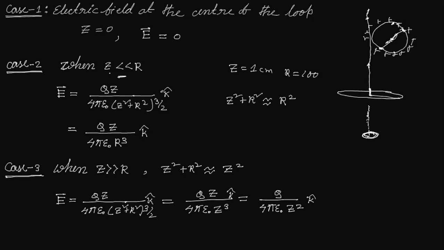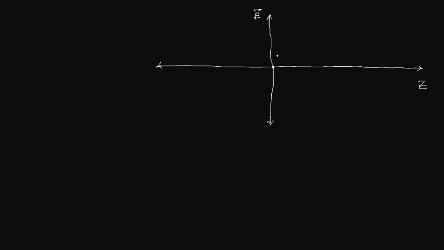So if we want to draw this electric field graphically, or see the variations of electric field, let me draw a figure here. Let's say this is the electric field, so on the y-axis put the value of electric field, and this is the z-axis. Okay. So at the center the electric field will be 0. When z equals 0, electric field is 0.